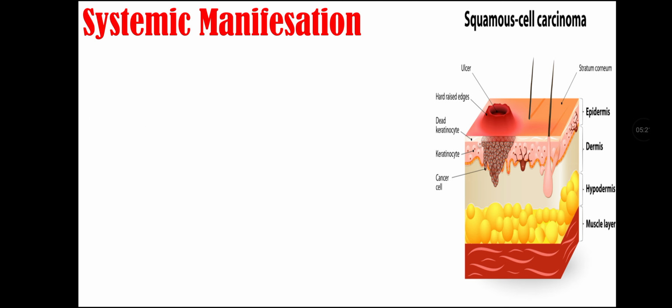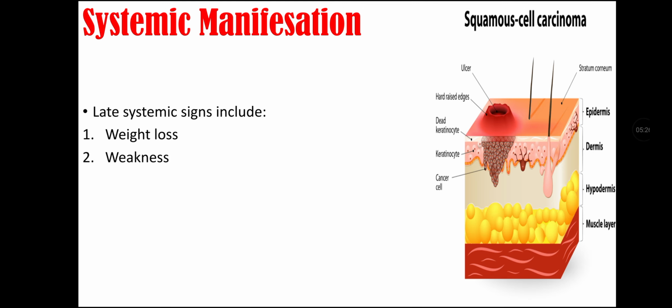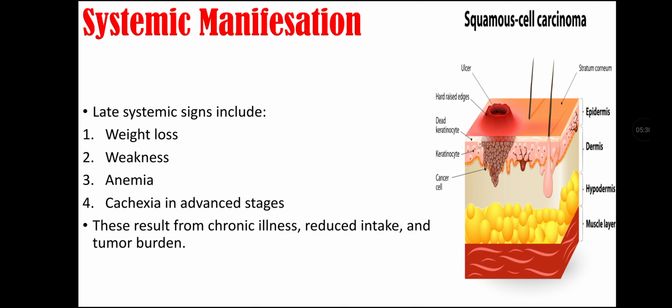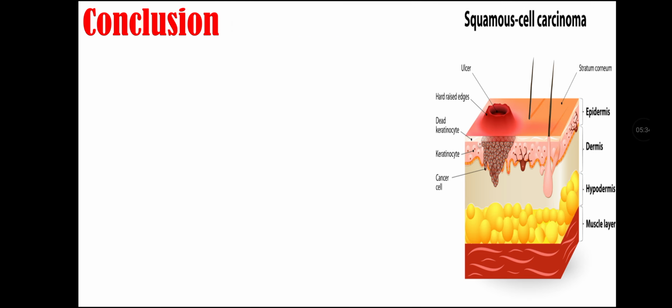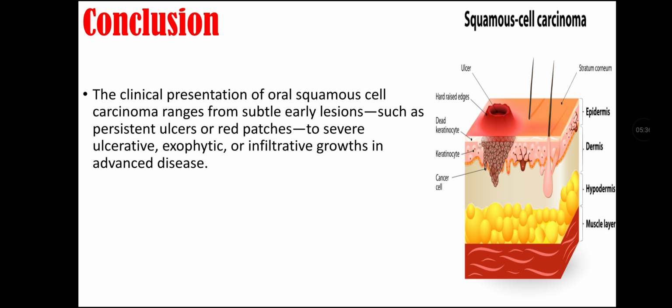Systemic manifestation of oral squamous cell carcinoma. Later systemic signs include weight loss, weakness, anemia, cachexia in advanced stages, and these result from chronic illness, reduced intake, and tumor burden. Conclusion of this lecture video.